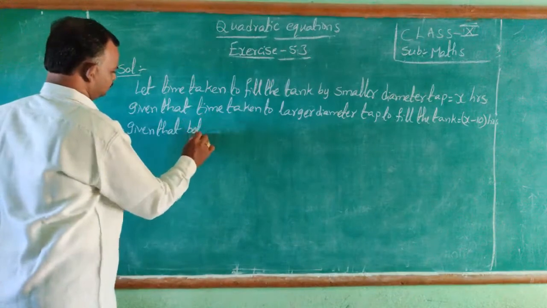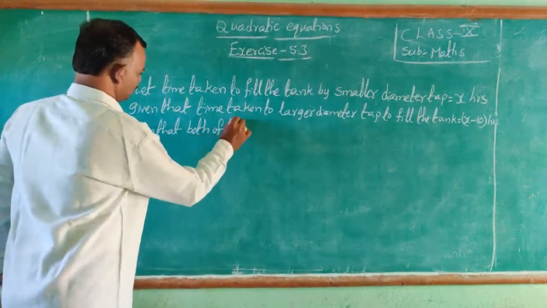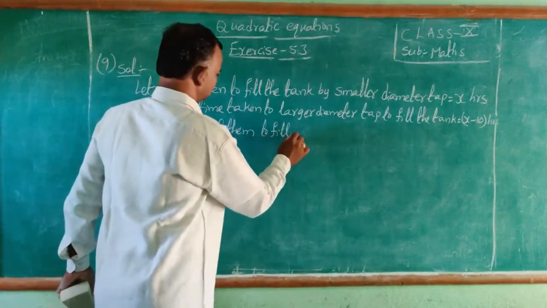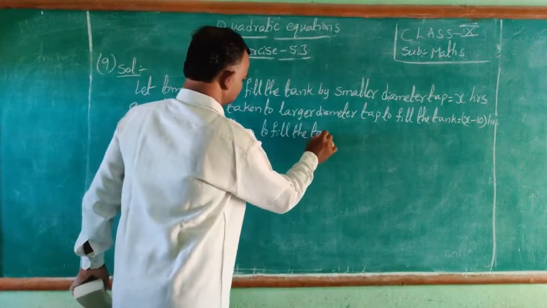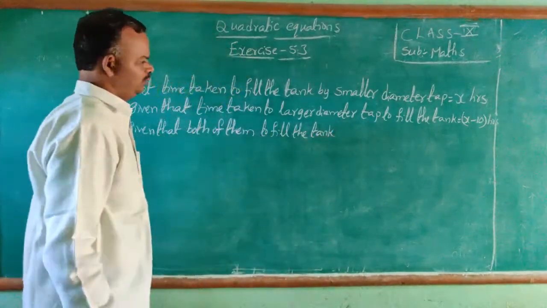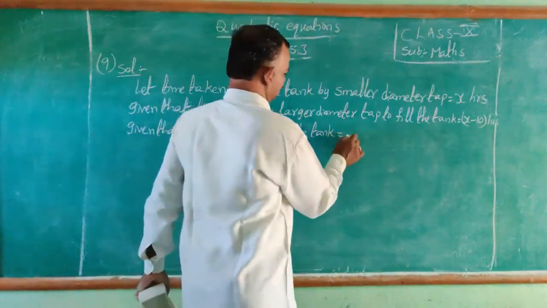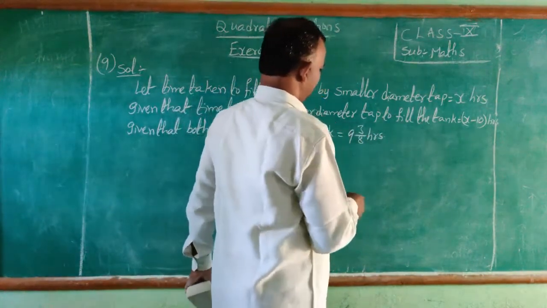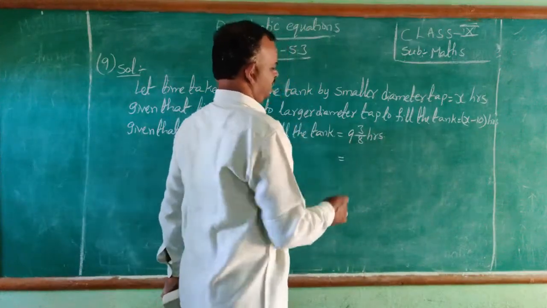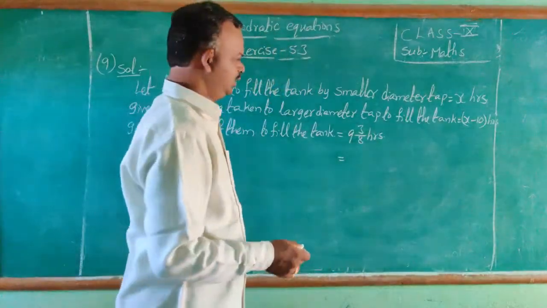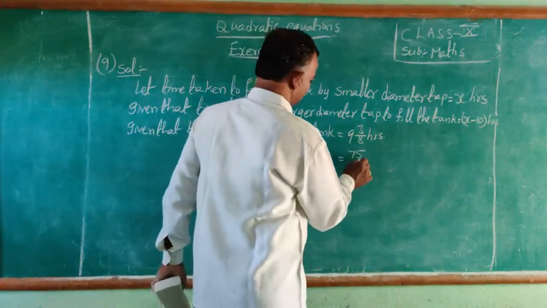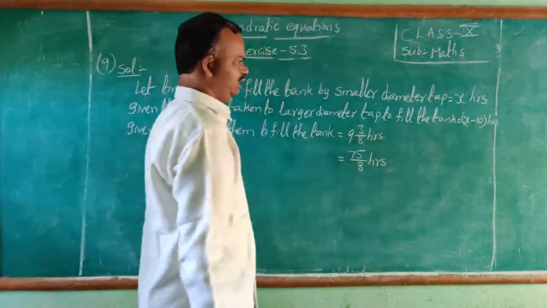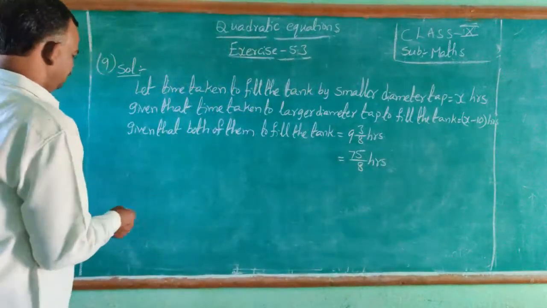Given that both of them together fill the tank in 9 3 by 8 hours. 9 3 by 8 hours, that is 8 nines are 72, 72 plus 3, 75 by 8 hours.